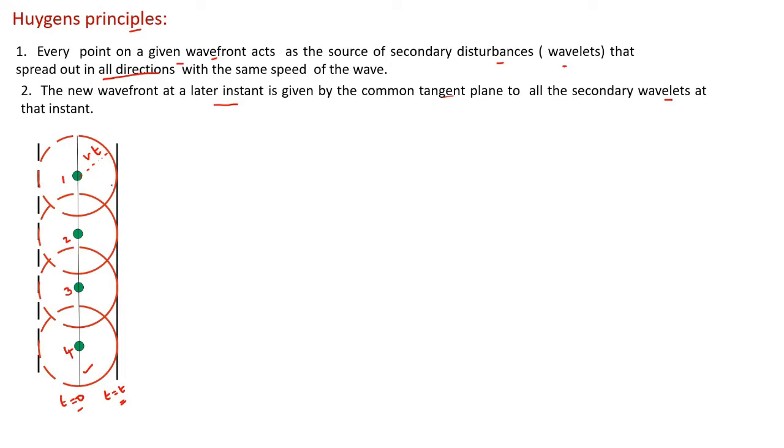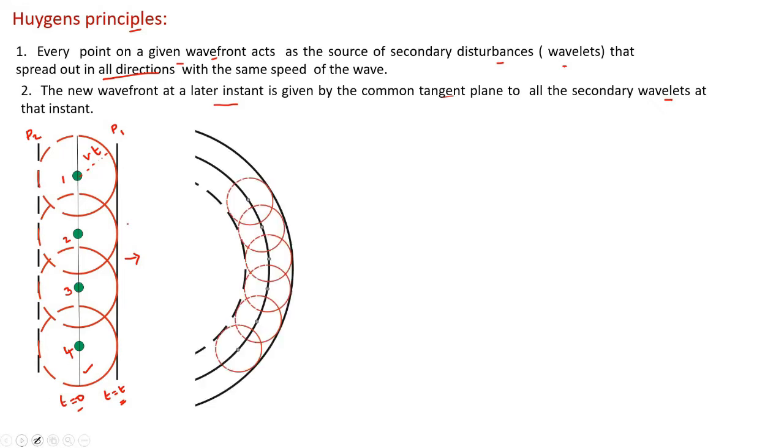You will have to construct spheres, but in a 2-dimensional plane we will construct circles. Then the common tangent plane, say tangent plane P1, tangent plane P2, and the wave propagates like this. The common tangent planes P1 and P2 are supposed to give the wavefront after a time t. There is one point to be discussed, but before that, P1 and P2 you can say are the wavefront after a time t. This is the starting wavefront.